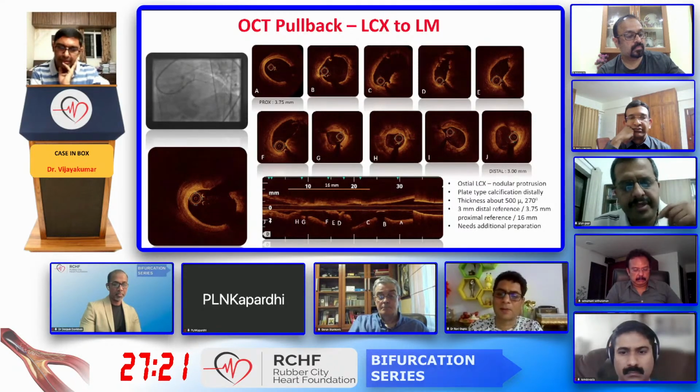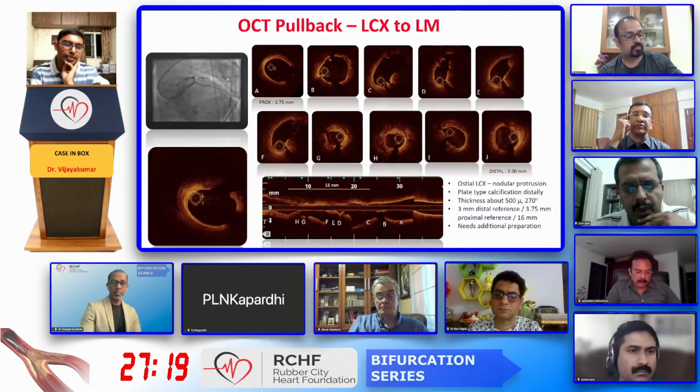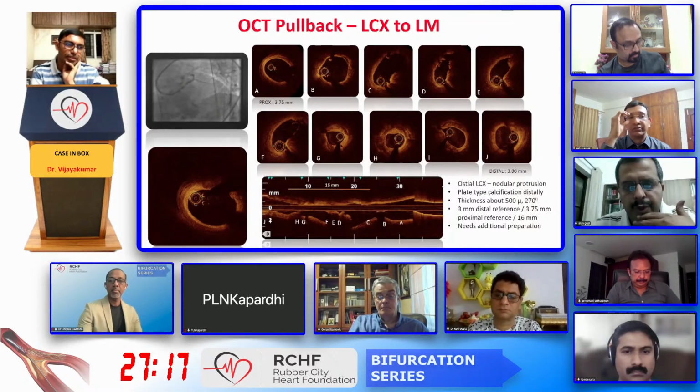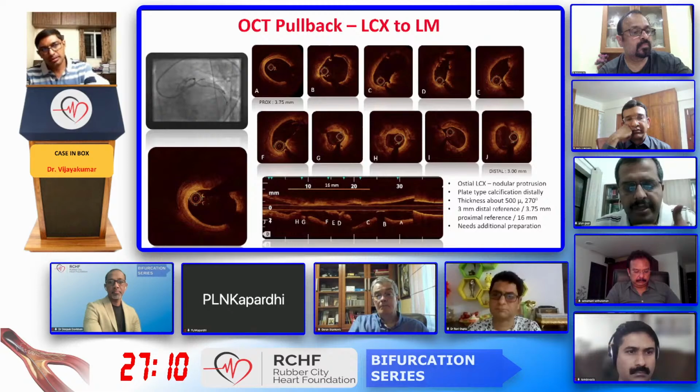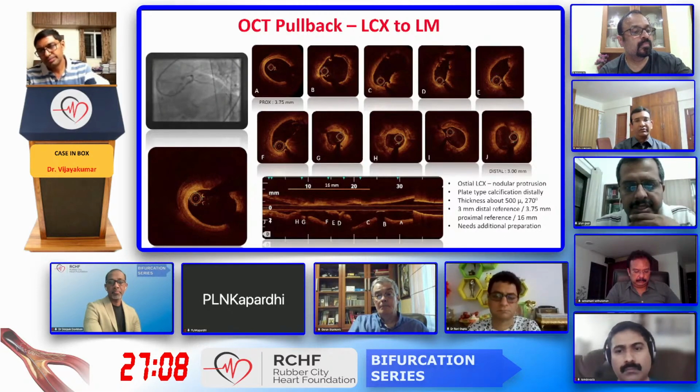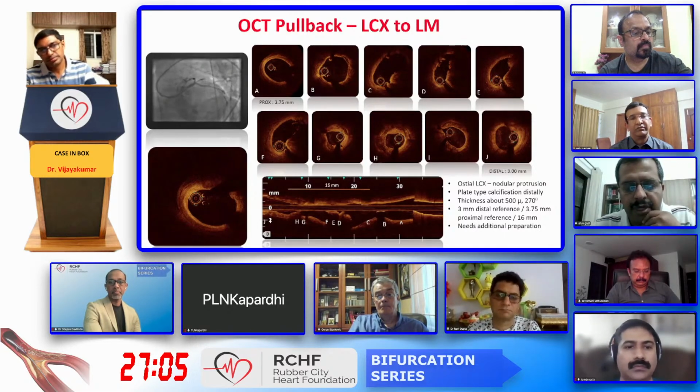After preparation with the 3.0 scoring balloon, would rota give you a cut, even with a 1.75? I believe it is very difficult to get actually. So on the other side of the carina, the circ part, the nodule, how easy would it be to cut, to get a wire bias there?